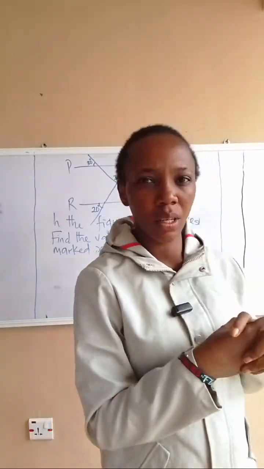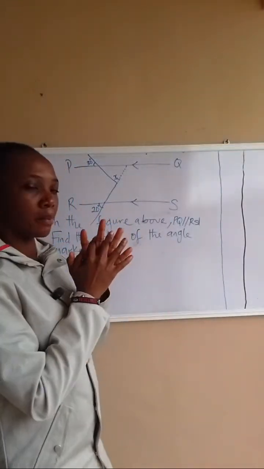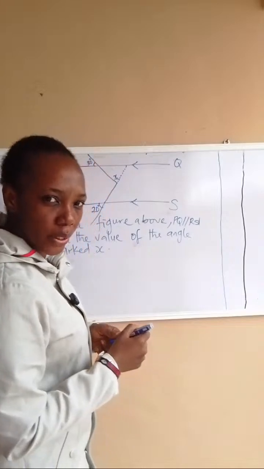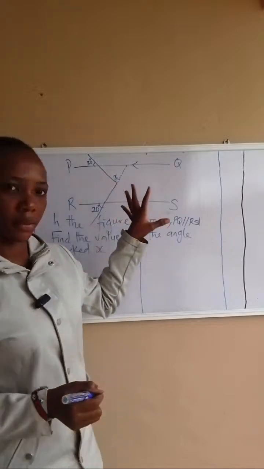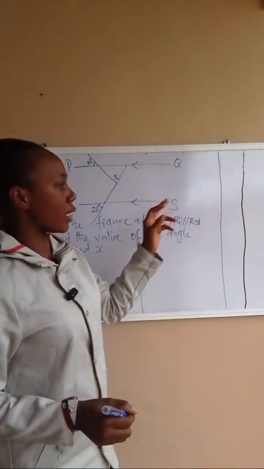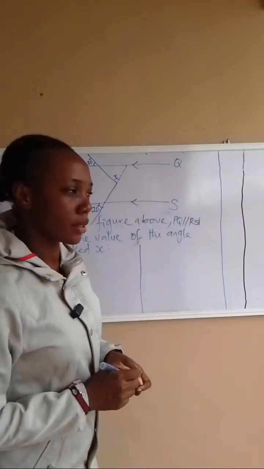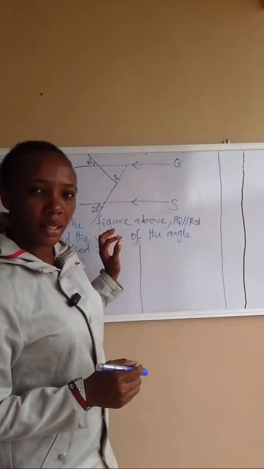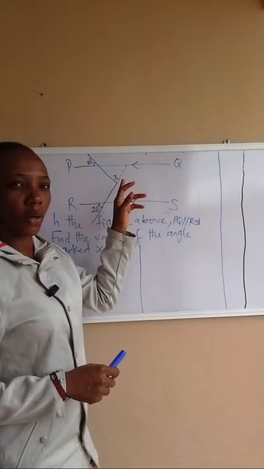So we have this question on the board, and we're asked to find the value of the marked angle, which is x. So we'll be solving. Now look at this diagram very well. We're told that line PQ is parallel to line RS. Can we see that? All right, so now this is a line bisecting these two parallel lines, and we're asked to look for this marked angle x.